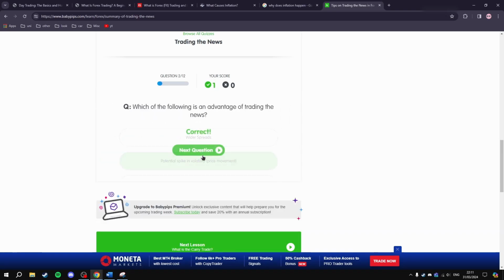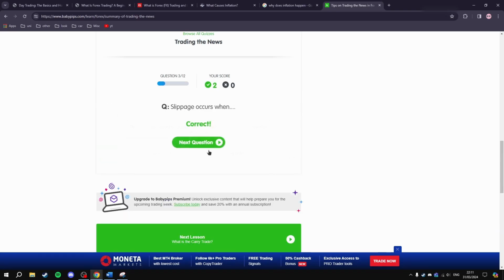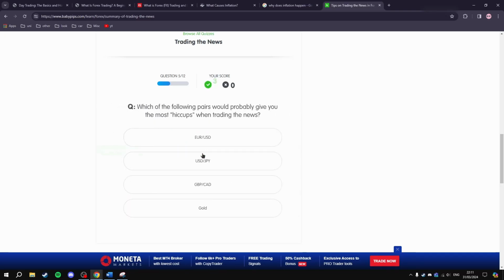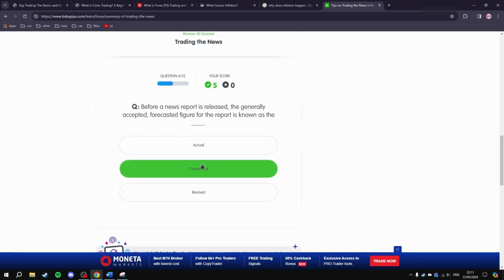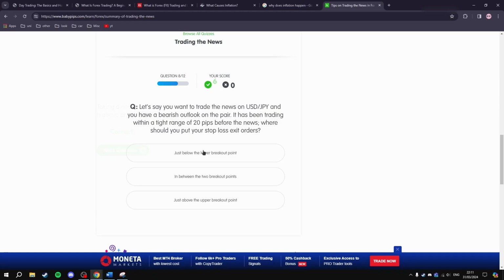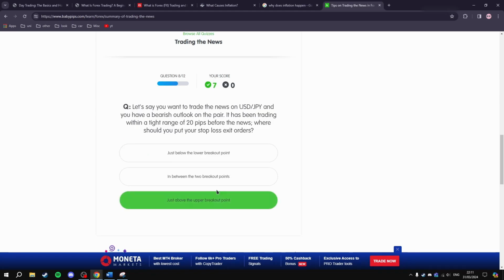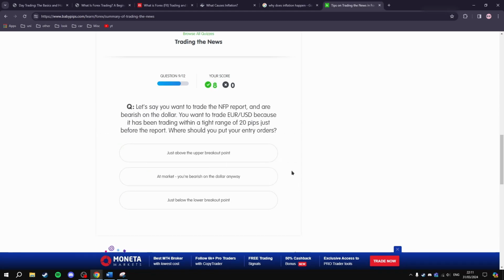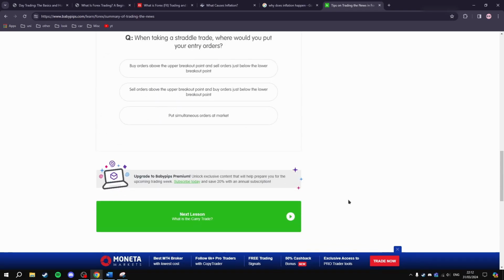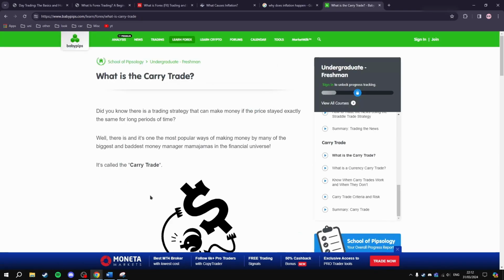Skip all this price. Like that. NFP, CAD, consensus, true. Above, not this one. This one. It's just above the upper breakout point. Yeah, but your entry orders though. Why is it the upper breakout points? Shouldn't it be below the lower breakout point if you want it to go bearish? Yeah, I don't know. Yeah, okay, let's just move on.